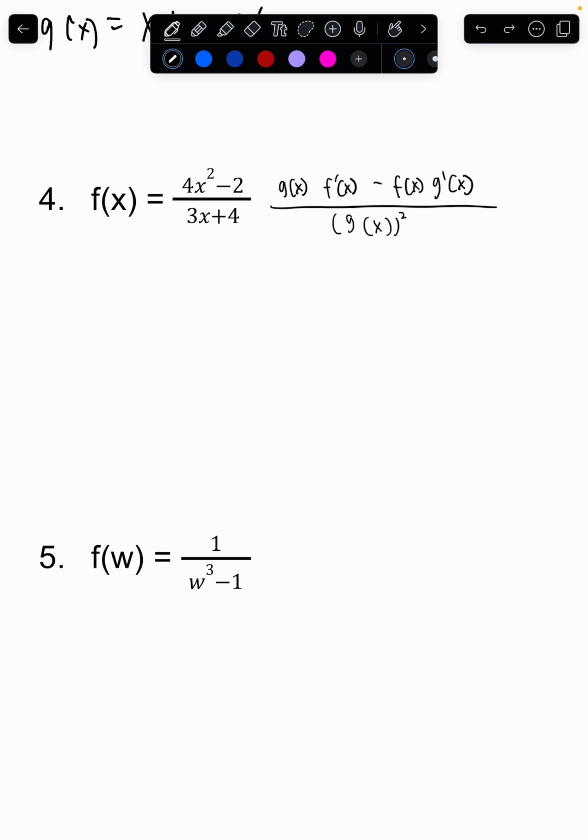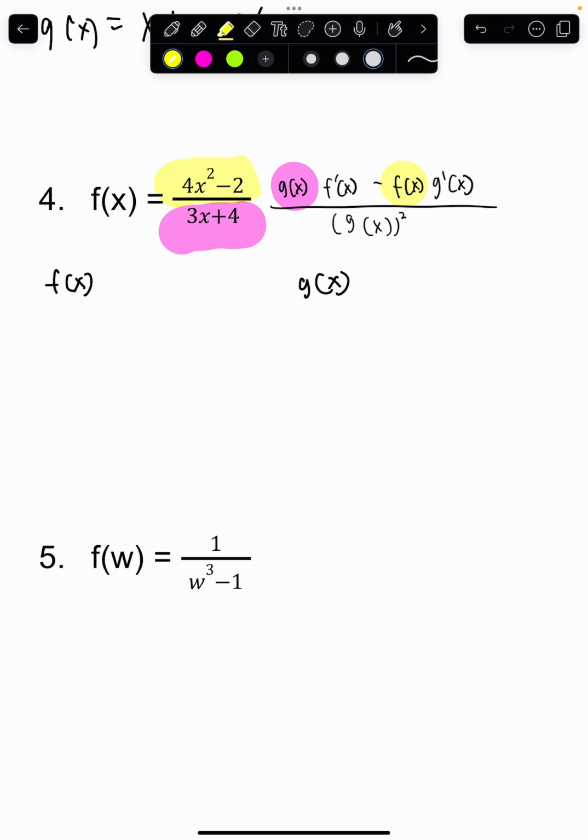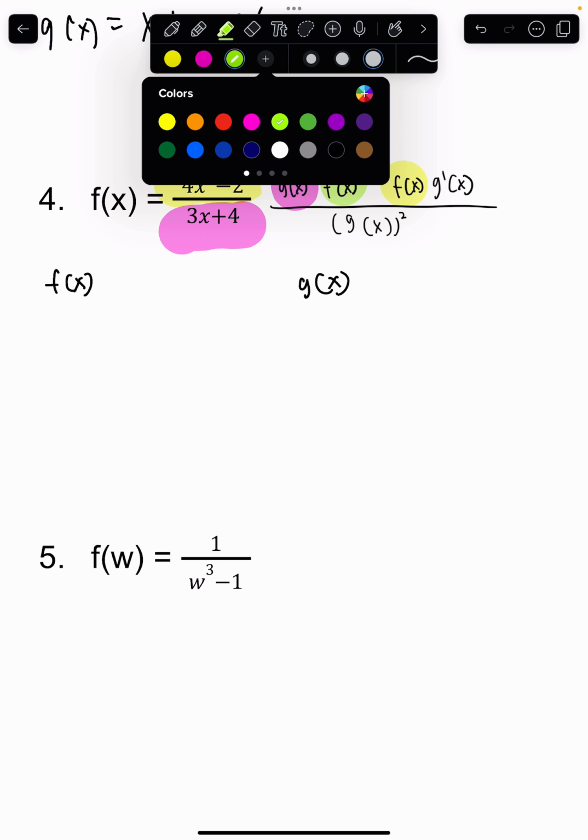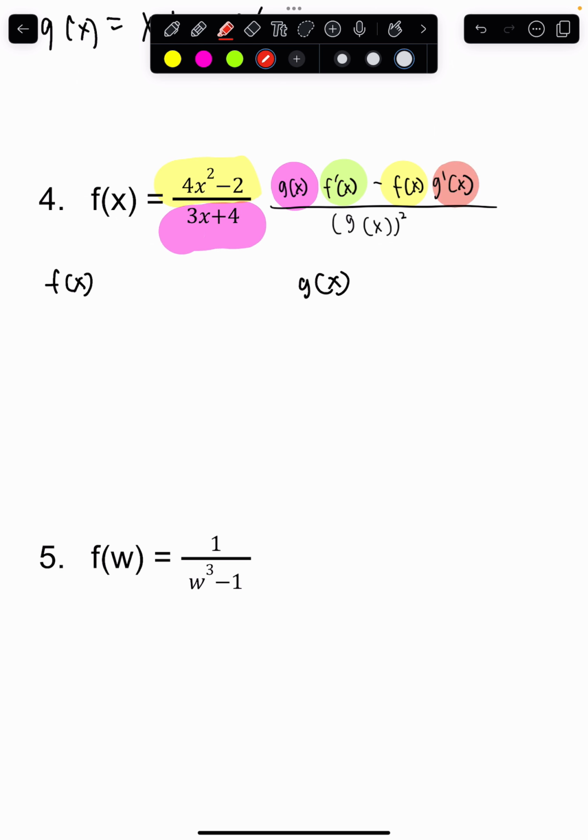So g of x is always the bottom term and the f of x is always the top term. Okay, so we're going to write out f of x. We're going to also write out g of x. And then to find f prime of x and also g prime of x, we're going to derive f of x and derive g of x to find it.